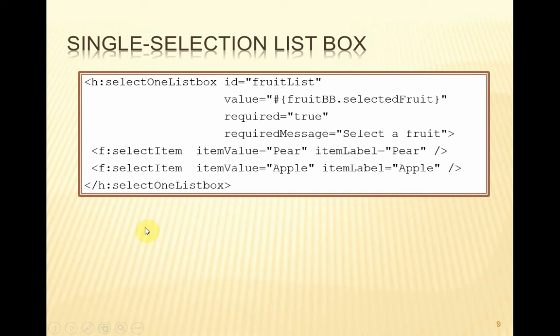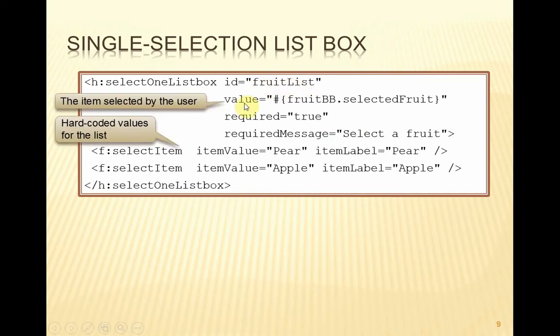The first thing that we do is to identify the name of this list box. That can be useful, for example, when we're wanting to display messages. As you can see here, this is required, and if a selection is not made, then the required message will be displayed. That required message will be linked to this ID. The value is the item selected by the user. As we've seen with text boxes, that value will then be stored in this property of the backing bean.